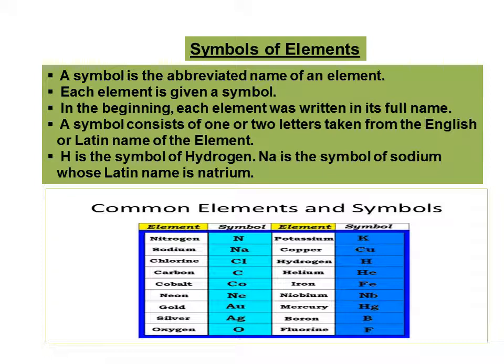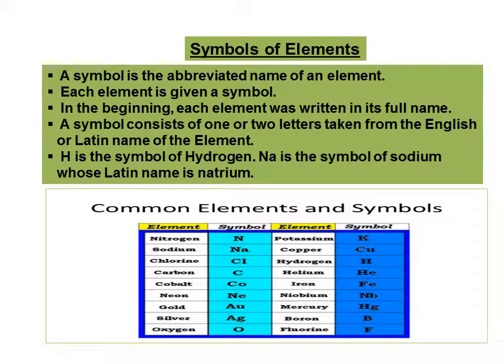So capital Na is the symbol of sodium. And different symbols have been given to you in this table. For example, the symbol of copper is Cu. The symbol of potassium, that is a metal, is capital K after kalium, the Latin name of potassium. Similarly for iron, they have used Fe, which stands for ferrum, the Latin name of iron.